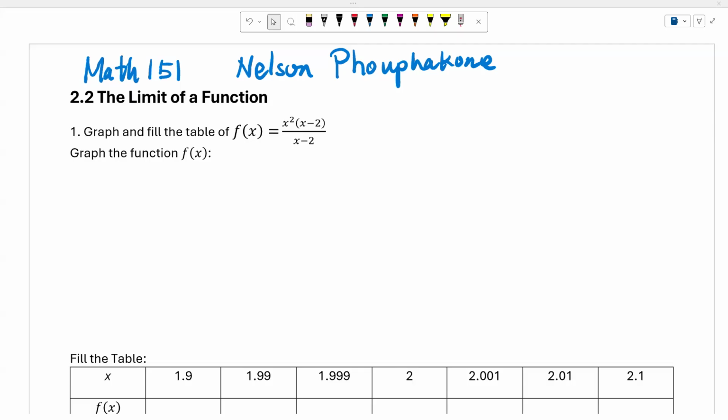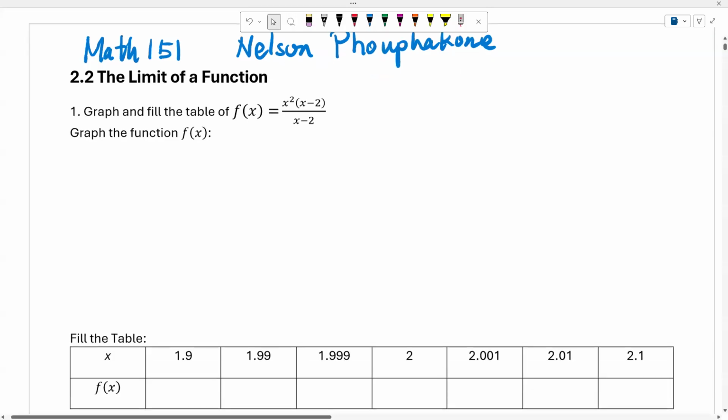Okay. Let us begin with our first lesson. Talk about finding the limit of a function then. Okay. So let us look at our first example. I would like to graph and fill the table of the function f of x equal to x squared multiplied to x minus 2 divided by x minus 2.